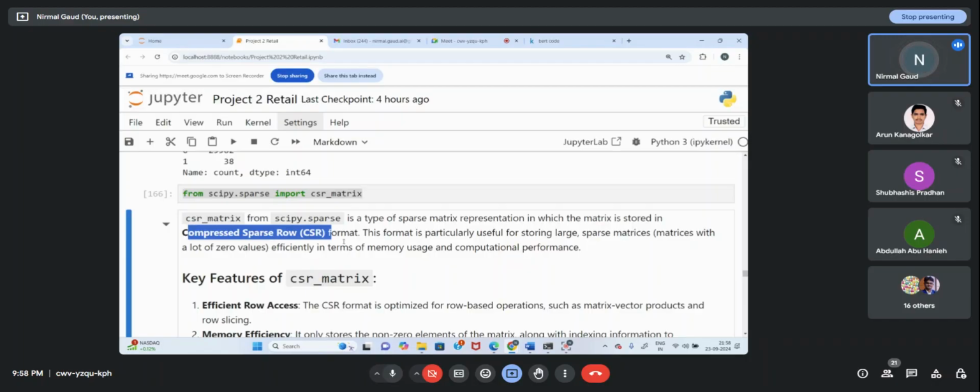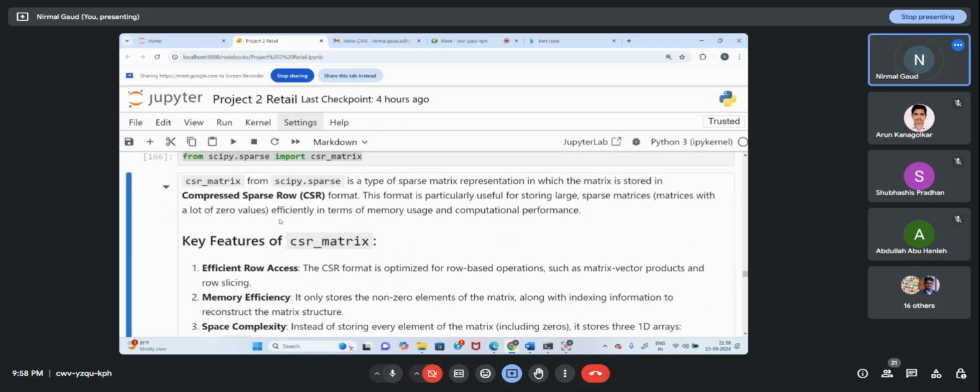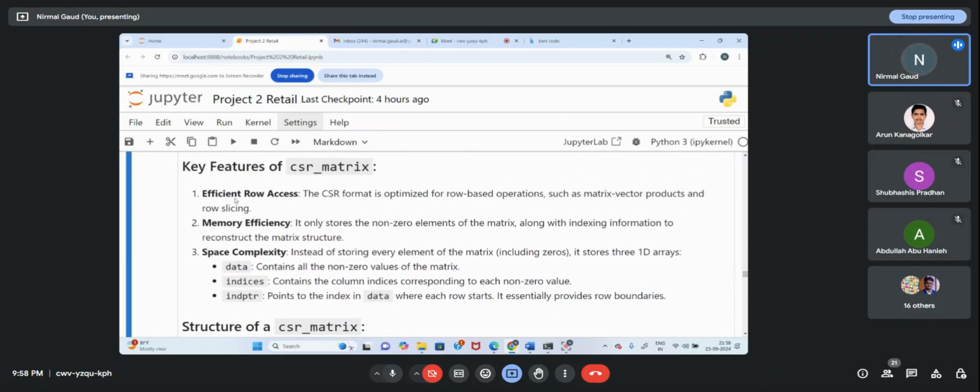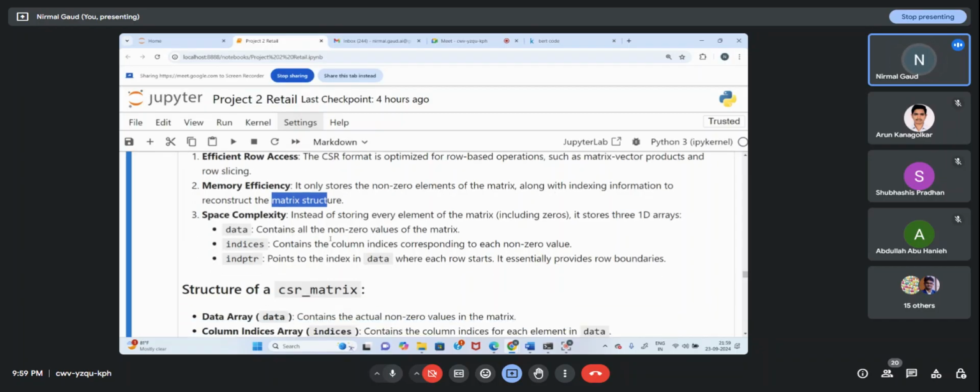Since our data has so much sparse representation, I'm going to apply this CSR. The CSR format is optimized for row based operation with memory efficiency, that means it only stores non-zero elements of the matrix. Zero will be tata bye bye. That means it will reconstruct the matrix structure, and non-zero will be given the preference. What outcome am I going to get from the zero? So this is the case with the CSR matrix.